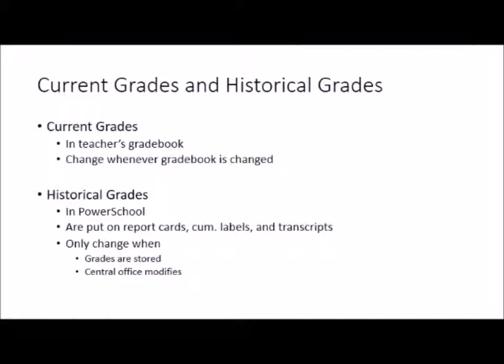To begin, let's first understand the two kinds of grades that are in play during grade verification. Current grades are the final grades shown in your gradebook. These change when you make a change in your gradebook, such as adding and scoring a new assignment. Historical grades are in PowerSchool, and they are put on report cards, cum labels, and transcripts. The historical grades only change when grades are stored or when they are modified by the central office.